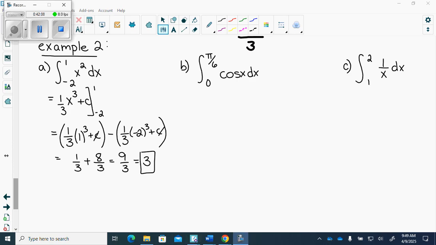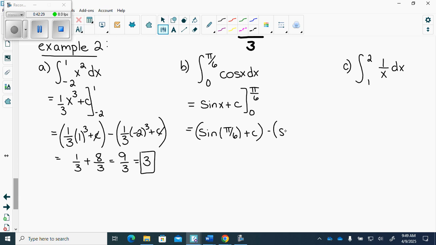So, what's the antiderivative of cos? We've talked about this. It was sine x plus c. And if you know you're right, you do derivative of sine x as cos. Okay, cool. Remember, you can double check your antiderivatives. So, we're going to do upper bound minus lower. So, sine of pi over 6 plus c minus sine of 0 plus c. Sine of pi over 6 is 30 degrees, which is a half.